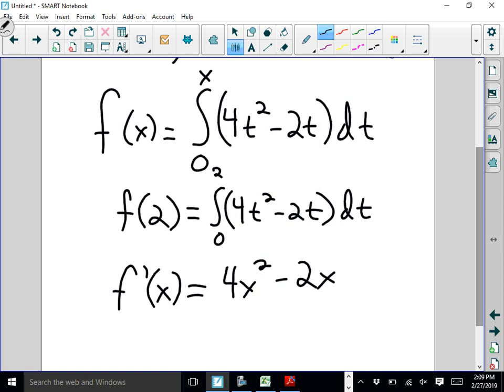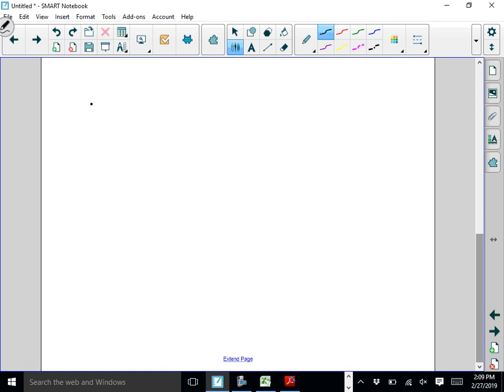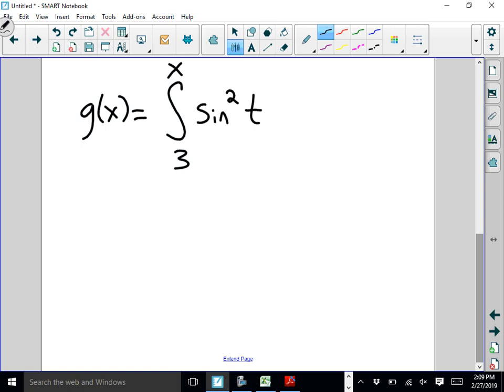That's simply the answer. Let's try another one. I'm going to say this. G of x is defined as the integral from 3 to x of sine squared t dt. What would g prime of x be? So this works. We're just going to sub in an x everywhere we see a t and drop the integral sign and the dt. This works as long as the x is on top of the big S, on top of the integral sign.